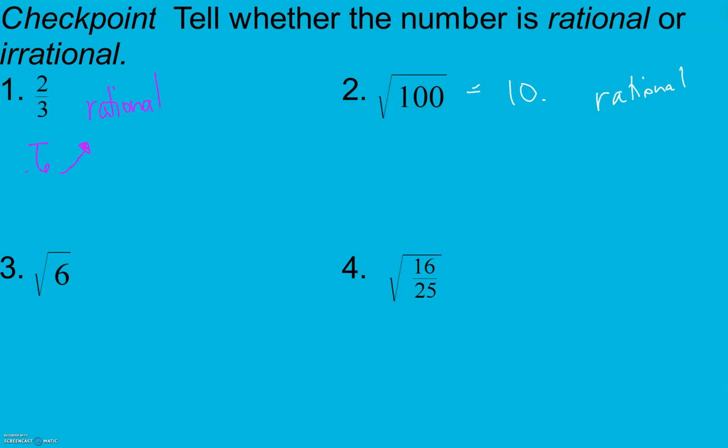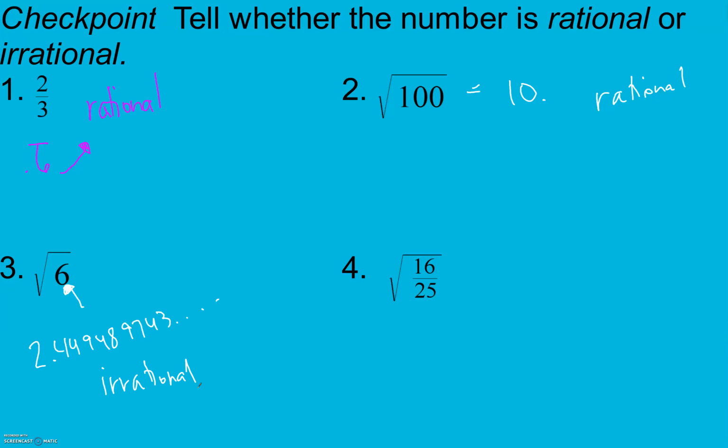The square root of 6, however, is the square root of a number that's not a perfect square. 6, not a perfect square. When I take the square root here, I get 2.449489743. Since it's not the square root of a perfect square, my decimal doesn't terminate, it doesn't repeat. Here, it's irrational.